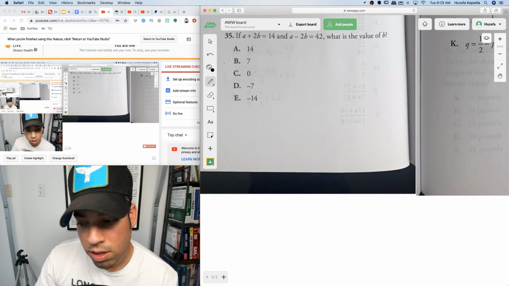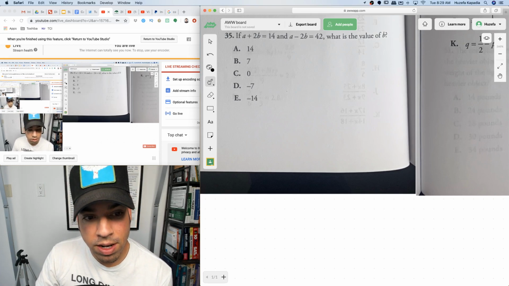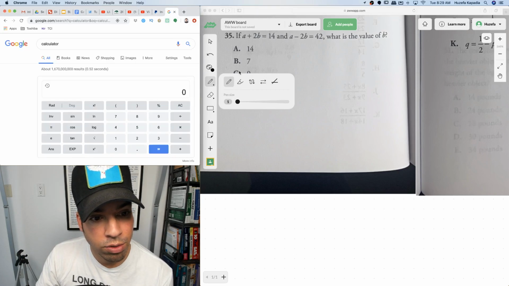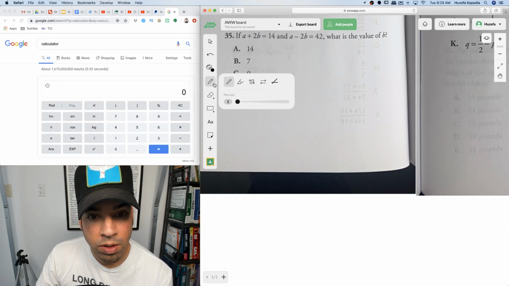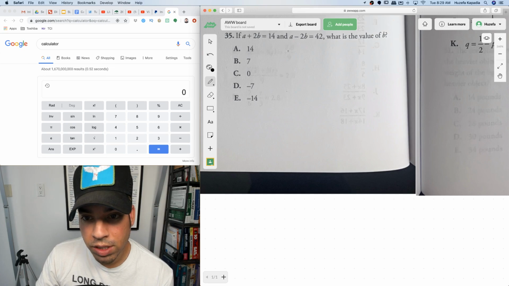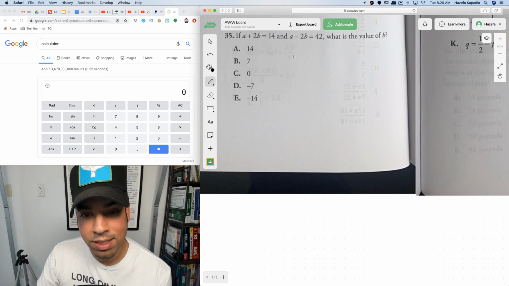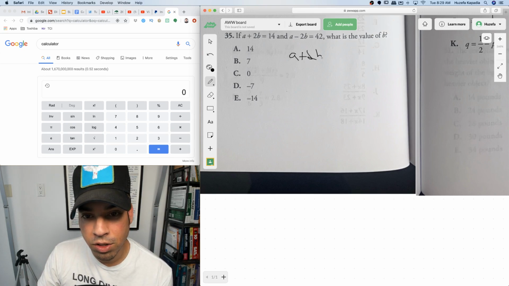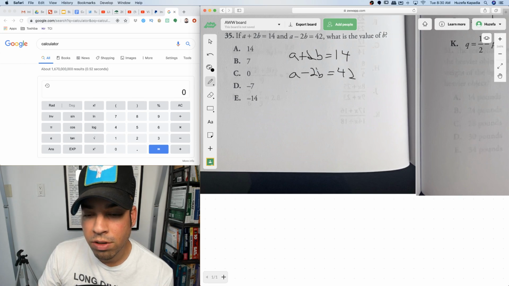So let's start with 35. We got the calculator queued up, and here we go. a plus 2b equals 14, a minus 2b equals 42. What is the value of b? This is a system of equations. So I'm going to stack the two right on top of each other, and we're trying to find the value of b.